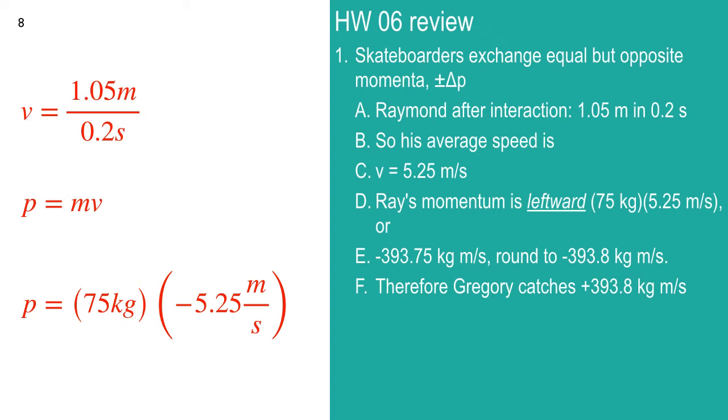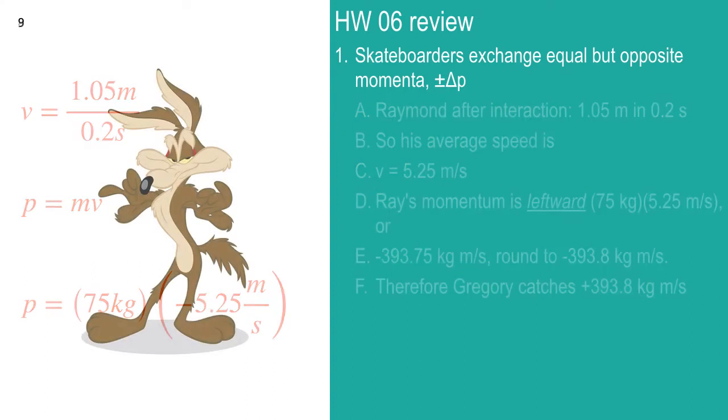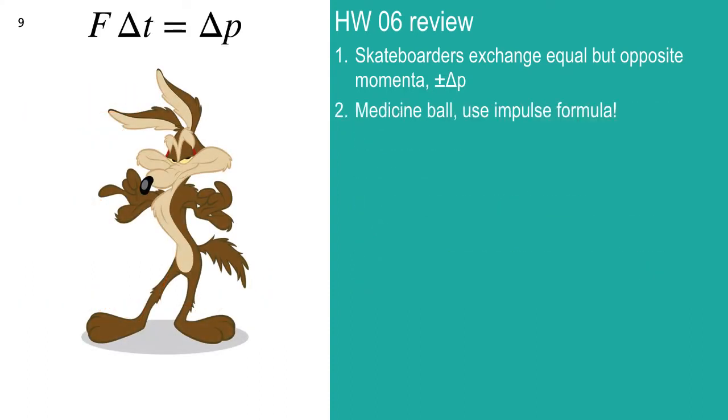All right? Now, let's continue to the second problem, the medicine ball problem, with Wile E. Coyote. Hey, you guys, the big thing on this one is stopping time. Use the impulse formula. Your first impulse when you read the words stopping time, or something equivalent, is that I must use the impulse formula as the cinchiest method, hopefully. Sometimes the impulse formula is not that helpful, but a lot of times it is. So always start with that. And that's up there at the top, F delta T equals delta P.